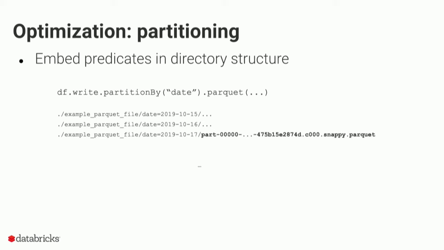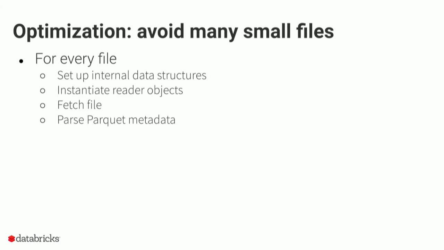Which brings me to my next point, which is sort of the root of all evil, basically, which is having many small files. So remember that for every file, you have to set up internal data structures, you have to instantiate reader objects, you have to fetch the file, and you have to parse it. That's a lot of overhead.